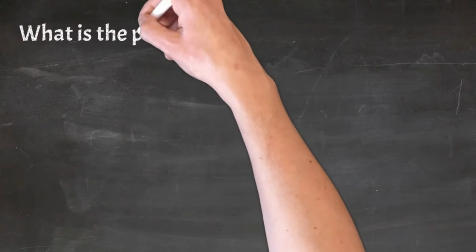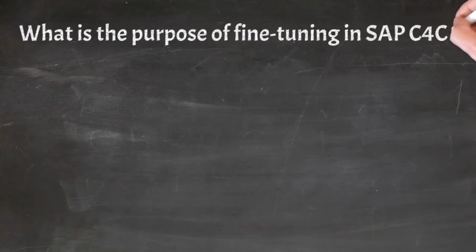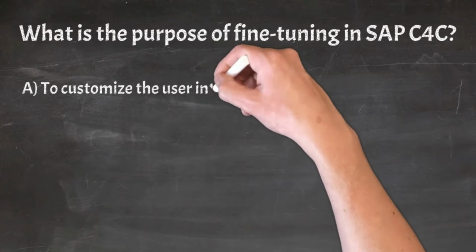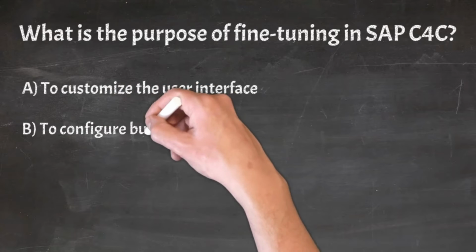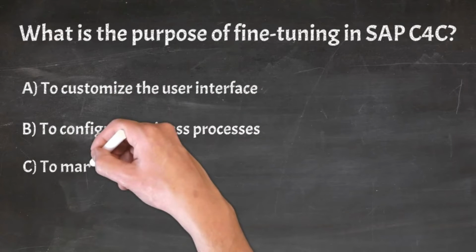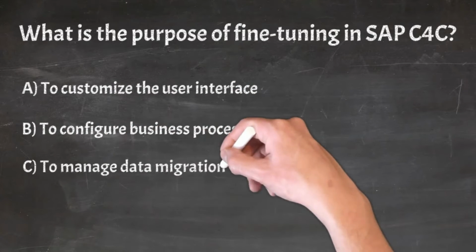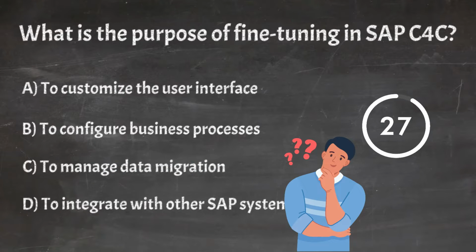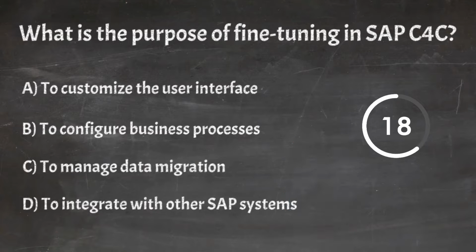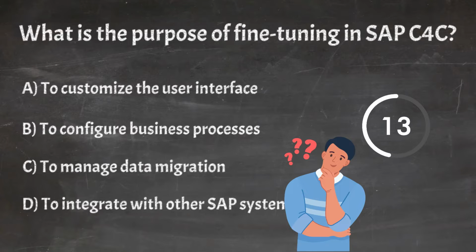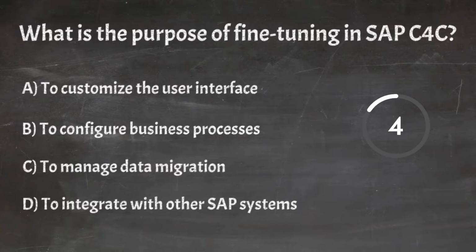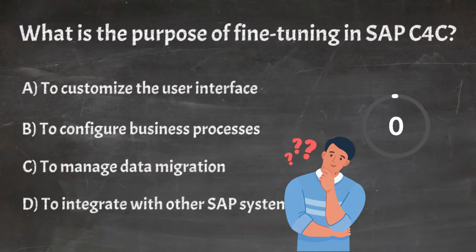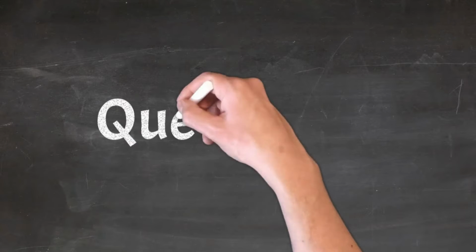Question 7. What is the purpose of fine-tuning in SAP C4C? A. To customize the user interface. B. To configure business processes. C. To manage data migration. D. To integrate with other SAP systems. Correct answer B.